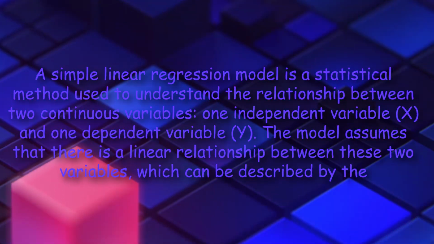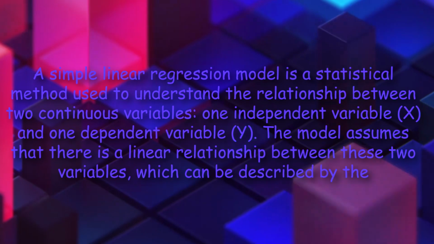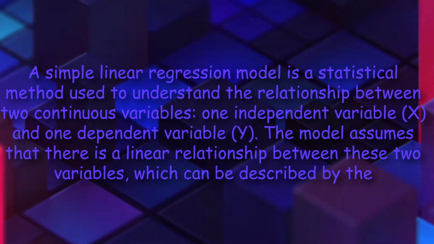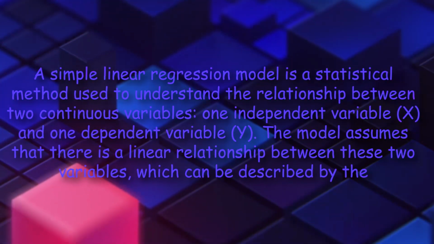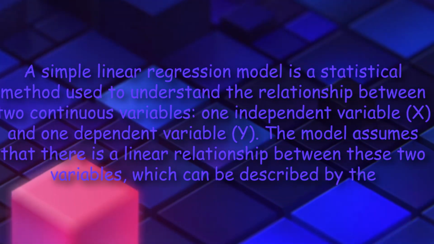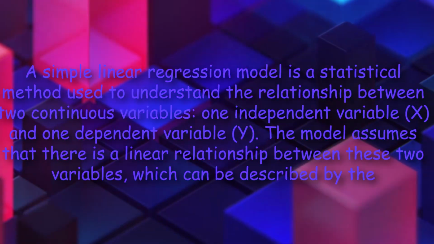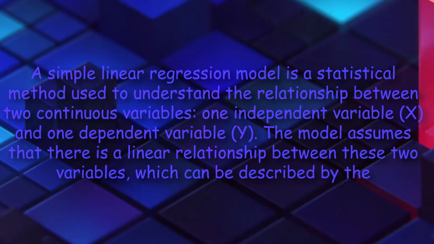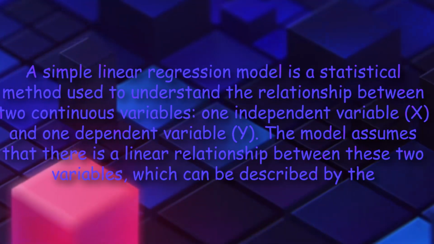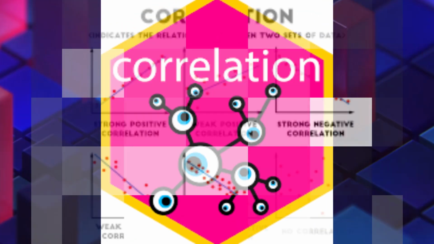So, what's a simple linear regression model? A simple linear regression model is a statistical method used to understand the relationship between two continuous variables. One that is independent, denoted by x, and one that is dependent, denoted by y. The model assumes that there is a linear relationship between these two variables. In other terms, we assume that there's a correlation between x and y.